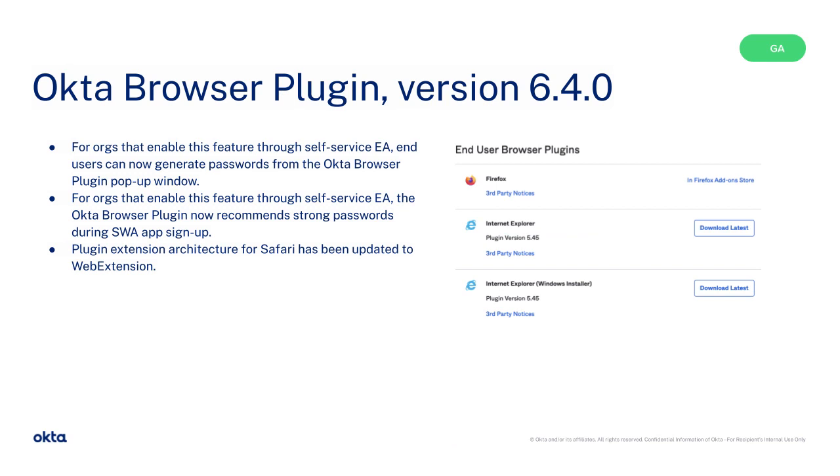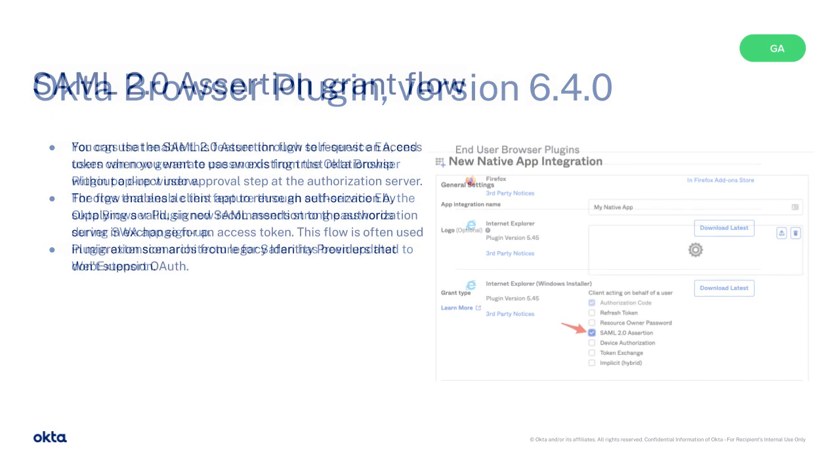For orgs that enable the latest version of Okta Browser Plugin through self-service EA, end users will now be able to generate passwords from the Okta Browser Plugin pop-up window. For orgs that enable this feature through self-service EA, you'll also be able to recommend strong passwords during SWA app signup. Additionally, the Okta Browser plugin now recommends strong passwords during SWA app signup. Finally, plugin extension architecture for Safari has been updated to web extension.